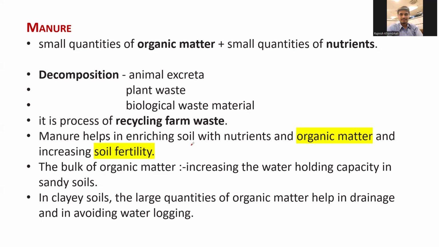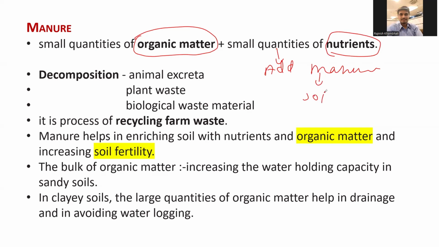Manure helps in enriching the soil with nutrients. Now just pay attention to what manure contains. Manure contains two things. One is organic matter, and the other is nutrients. Organic matter is very important, and nutrients are also very important. When you add manure to the soil, just imagine what exactly you are adding. You are adding organic matter and nutrients. So this is how soil will get two important things, organic matter and nutrients.